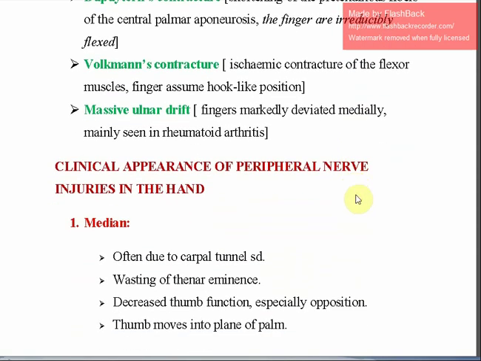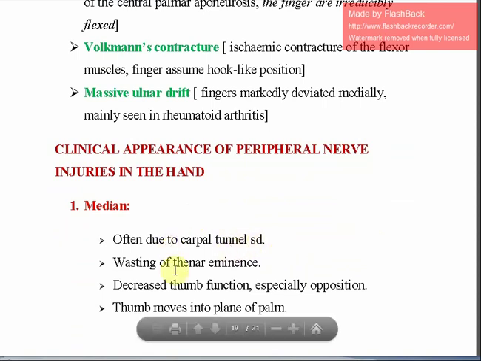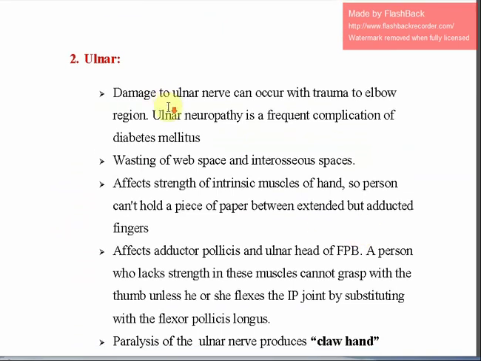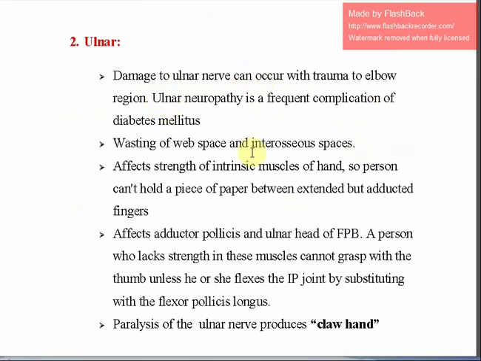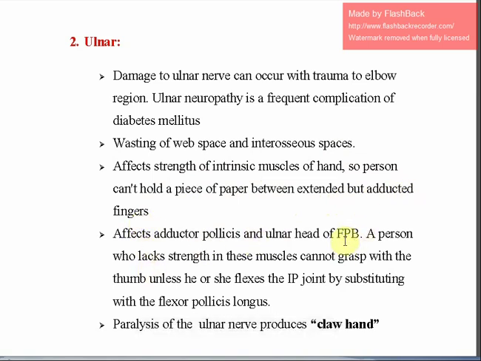So the clinical appearance of peripheral nerve injuries: if the median nerve is injured, as in carpal tunnel syndrome, there is wasting of the thenar eminence, then decreased thumb function, especially opposition; the thumb moves into the plane of the palm. If the ulnar nerve is damaged, you can see wasting of the web space and interossei spaces, which affects the strength of the intrinsic muscles of the hand, so the person cannot hold a piece of paper between extended but adducted fingers. It affects the adductor pollicis and the ulnar head of the flexor pollicis brevis.